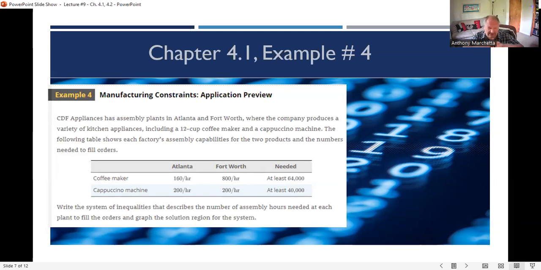And based on this whole situation, we have statements that are called constraints. There are certain things that must happen here if I'm going to achieve my goal. And it's associated with the numbers you see in this table. Look at what it's asking you to do. Write the system of inequalities that describes the number of assembly hours needed at each plant to fill the orders and graph the solution needed from the system.